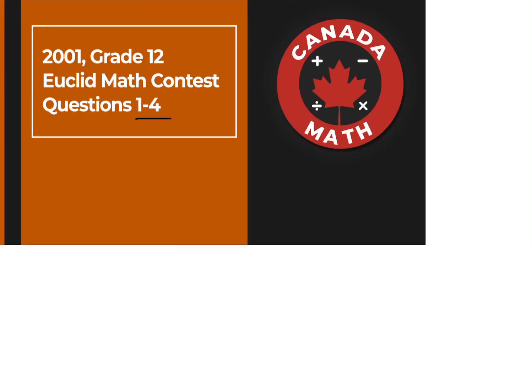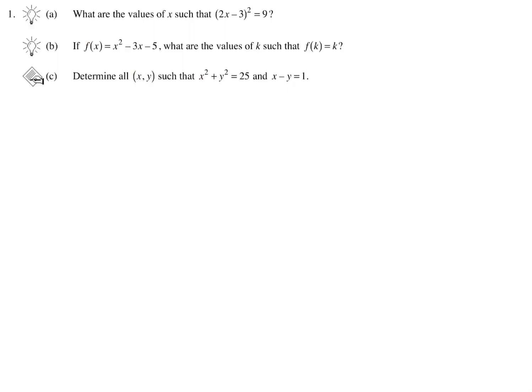Questions 1 through 4 on the 2001 grade 12 Euclid math contest. What are the values of x such that (2x minus 3) all squared is equal to 9?